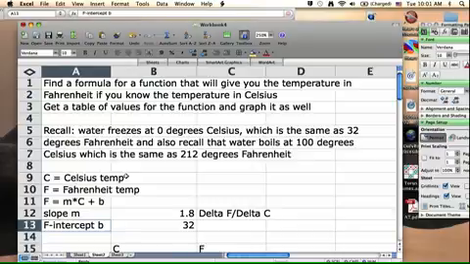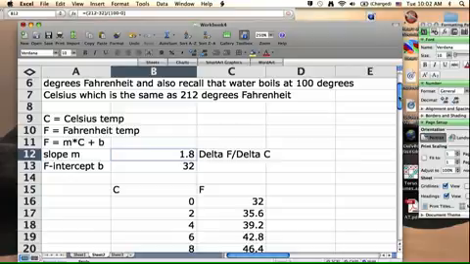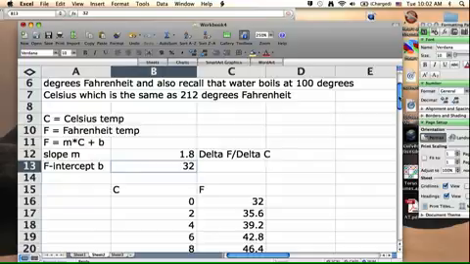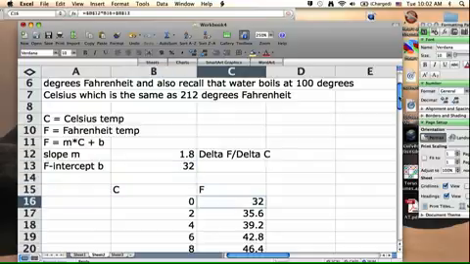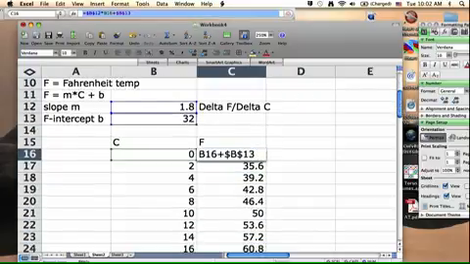We needed to figure out the slope of that function, the slope of F with respect to C, change in F, change in Fahrenheit temperature, divided by change in C, delta F over delta C. And we needed to find the intercept, 32 in this case, to help us find a formula. And then when we used Excel to evaluate the formula, we needed to use dollar signs to keep certain cell references fixed, in this case B12 and B13, and other cell references, B16 in this case, not fixed as we copy and paste down.